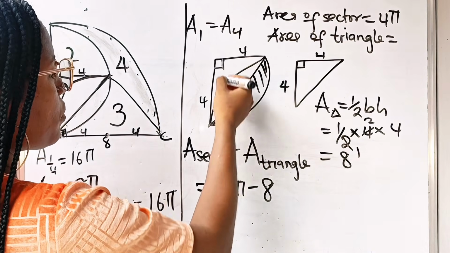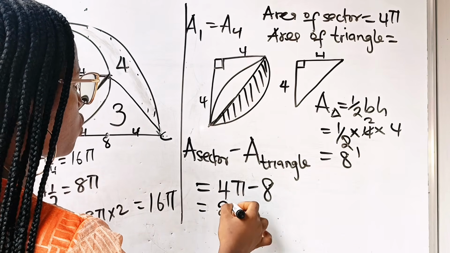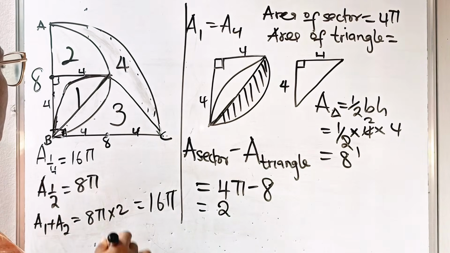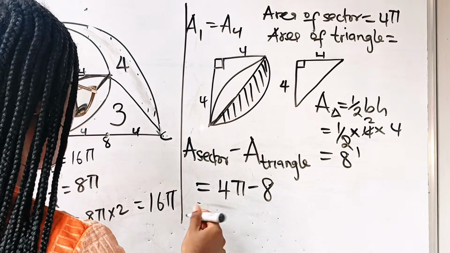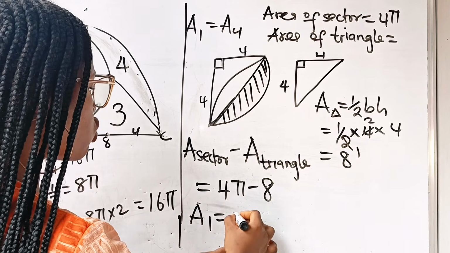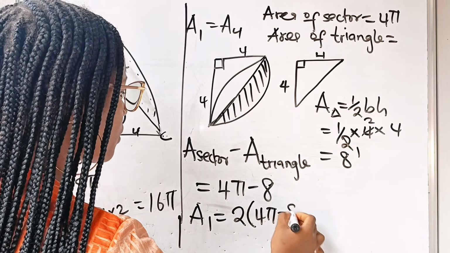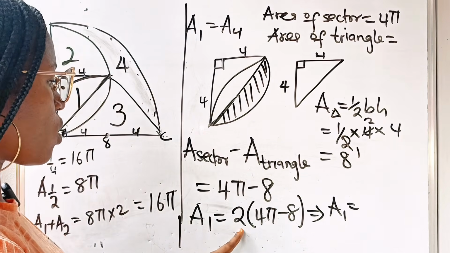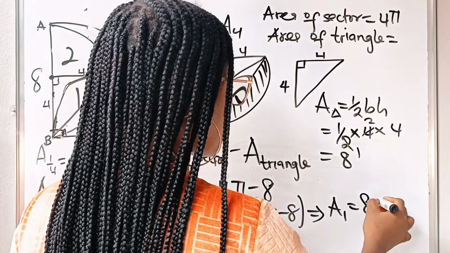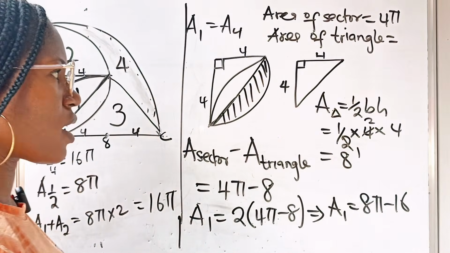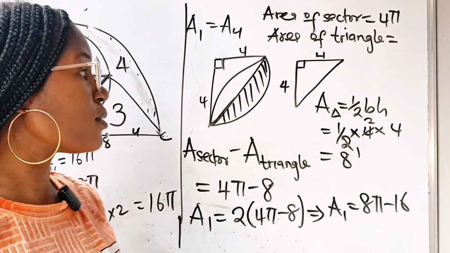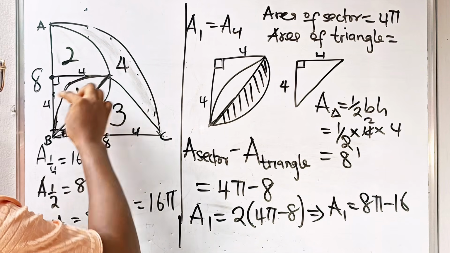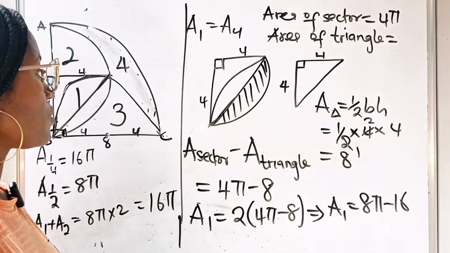So it means that the whole of this shape, the area, should be A1. Remember that this place is our A1. So A1 will be equal to 2 times 4 pi minus 8. This implies that A1 is equal to 8 pi minus 16. That is our A1. Now, we have gotten our solution already since we have found our A1. So everything inside here is equal to 8 pi minus 16.